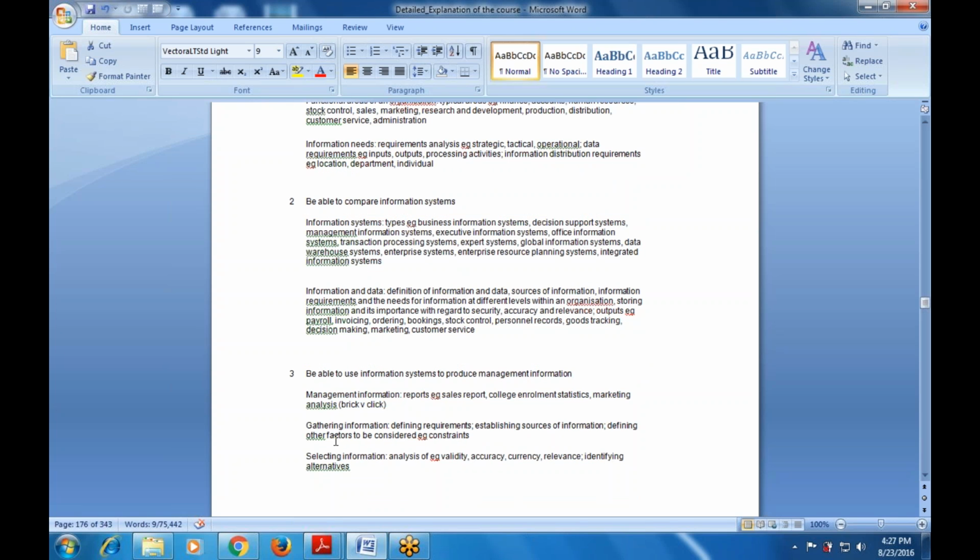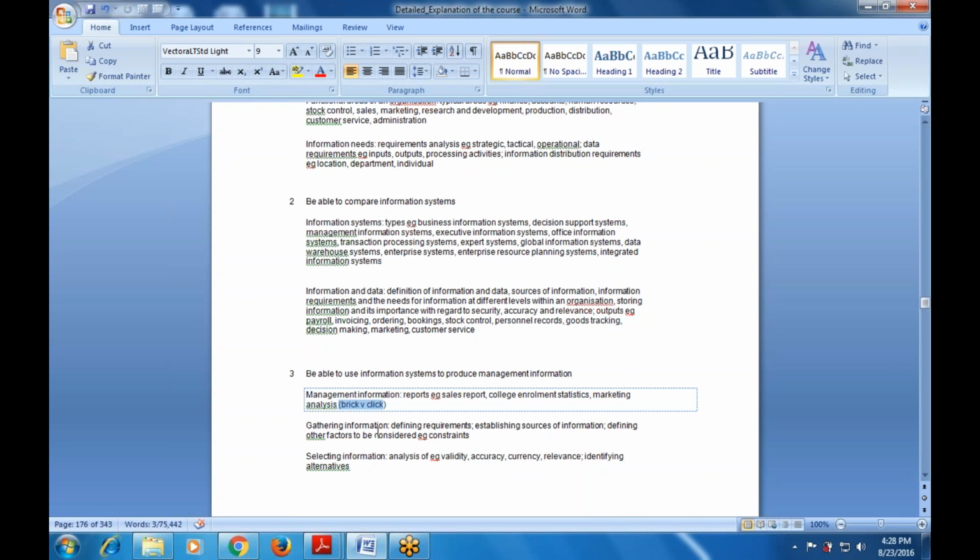So first one is management information. That includes reports, for example sales reports, college enrollment statistics, marketing analysis, that includes bricks versus click. That is known as MIS. And MIS includes the reports, that includes sales reports, college enrollment statistics, then marketing analysis, that includes bricks versus click.